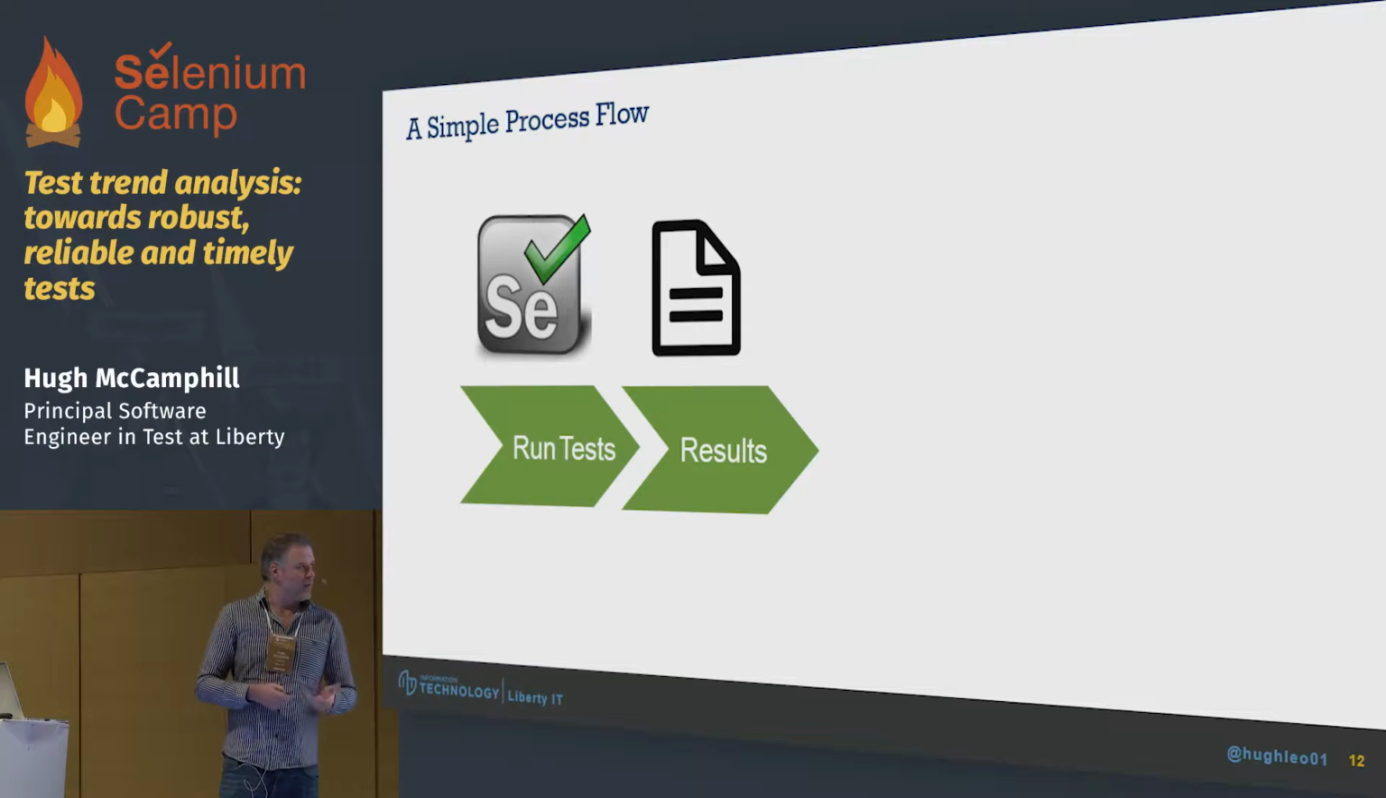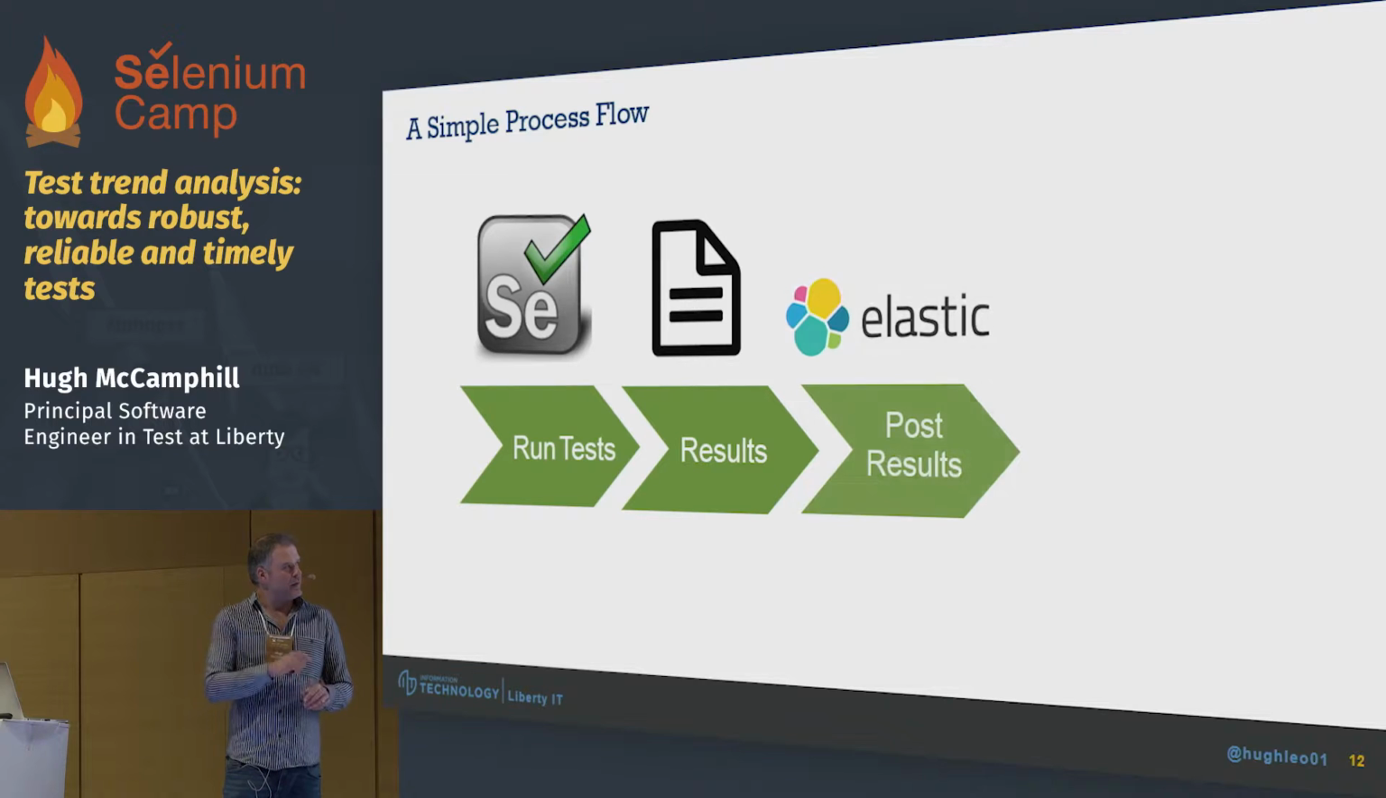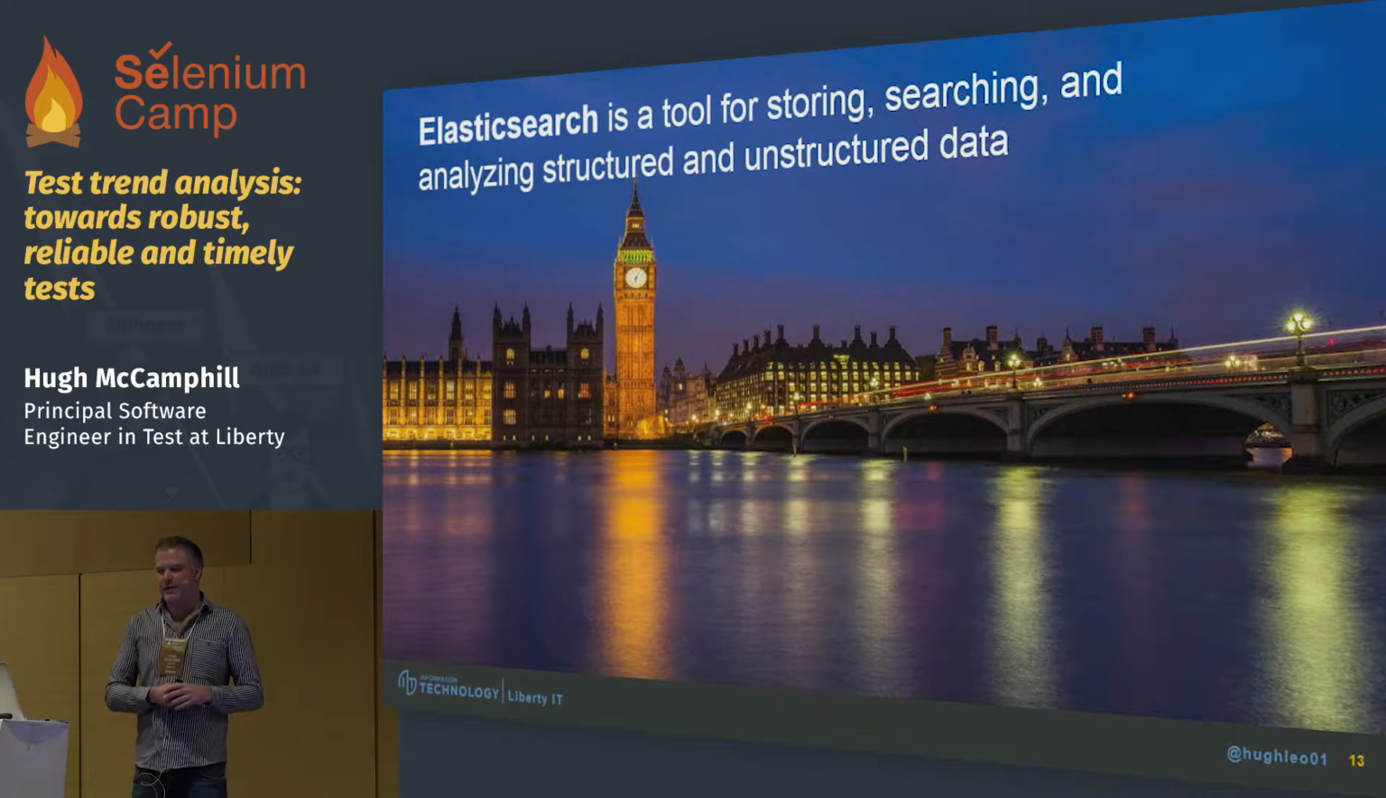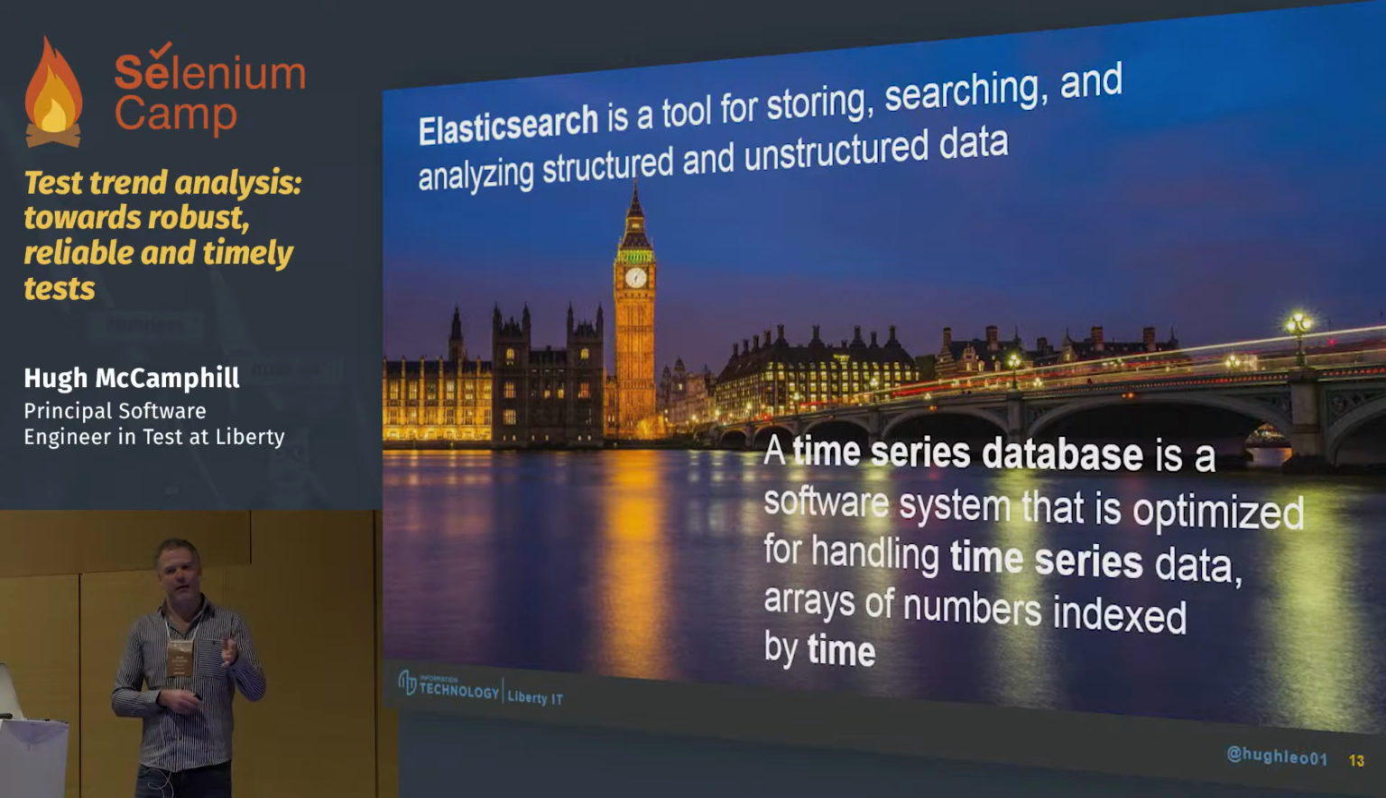We can then apply some transformations to that to be able to get it into, in this case, Elasticsearch, which is an example of one of these monitoring tools. But we can post this information into Elasticsearch. And Elasticsearch is, as it says there, a tool for storing structured and unstructured data. But what we're really interested in is the idea of applying it as a time series database, where every time we run the tests, we associate a date timestamp with that set of test results.